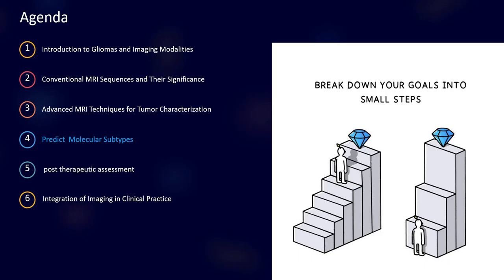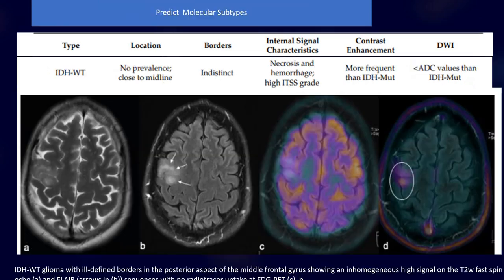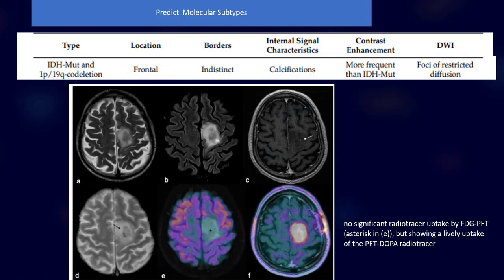So, can we, as radiologists, predict the molecular subtype? Yes, in some cases. IDH mutant gliomas usually show a T2-FLAIR mismatch, and this usually shows facilitated diffusion. IDH wild type has no T2-FLAIR mismatch, showing necrosis and hemorrhage, and more frequent enhancement with restricted diffusion.